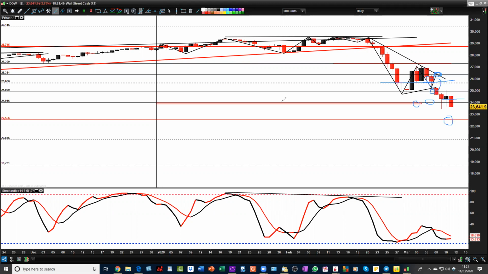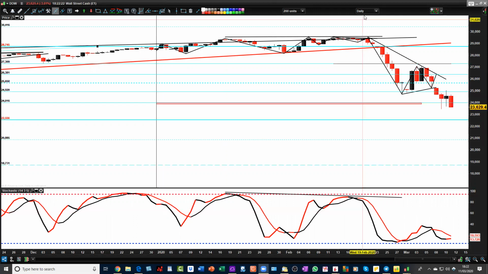It all depends. It's going to complicate things if we do a 350 pip reversal into the close and close above that 24,000. That changes things. But if we close down here, then I would look for that level there. That's an incredible short. Anybody still short this?